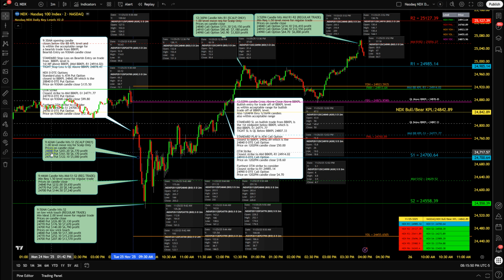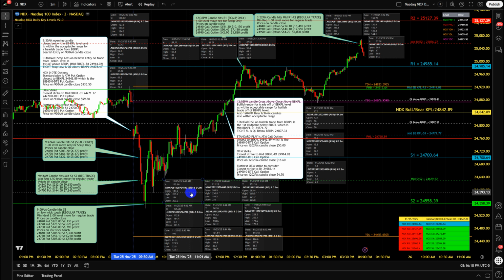So on here we have the data boxes. These data boxes up here are for the entries. They are the ask prices. Here are the bid prices on the close of the candles, as you can see here. And then these are the ask prices on the close of the 9:30 a.m. 2-minute candle.